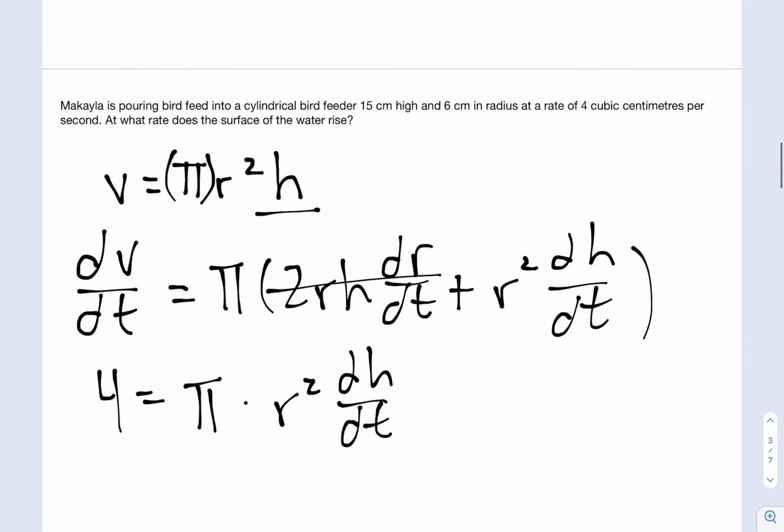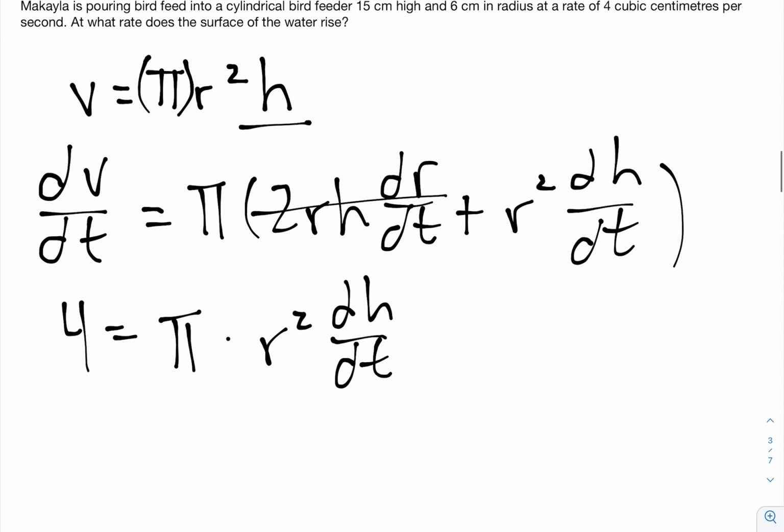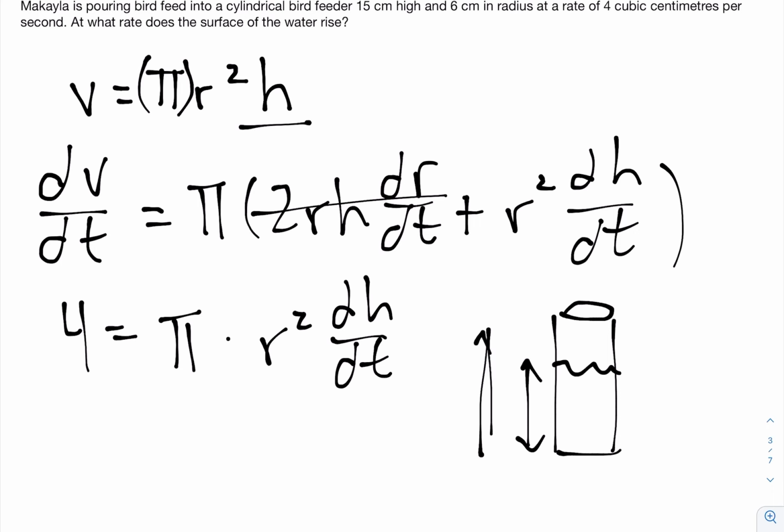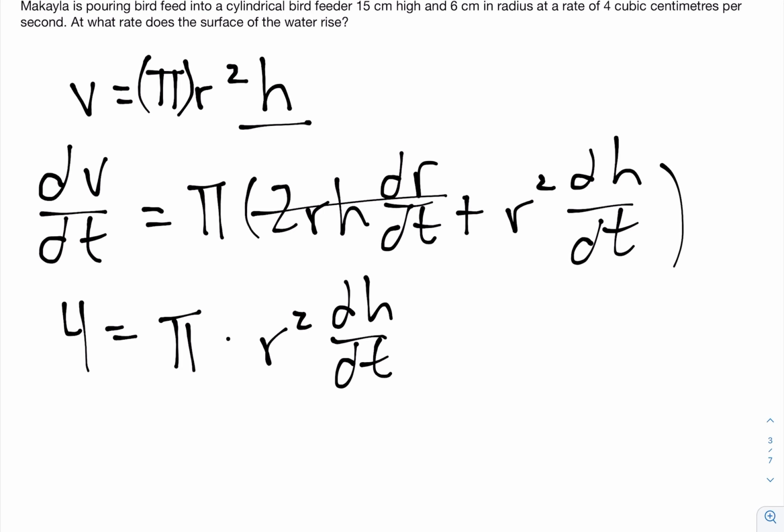So we're looking for the rate that the surface water rises. So that's dh dt. If we had our cylinder here, this is the surface of the water. This is the height that the water is. We're looking for how quickly this thing goes up or down. So that's going to be dh by dt. That means we must know what r is. r, right, was 6 centimeters.